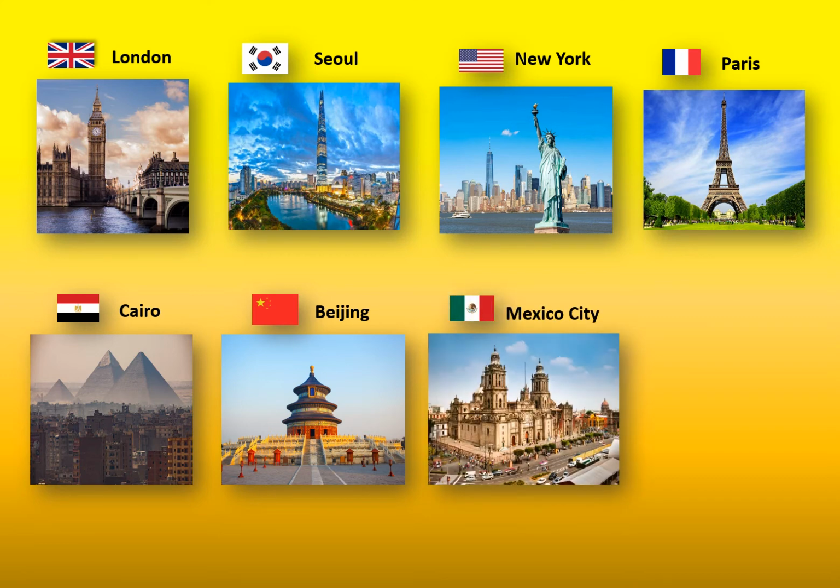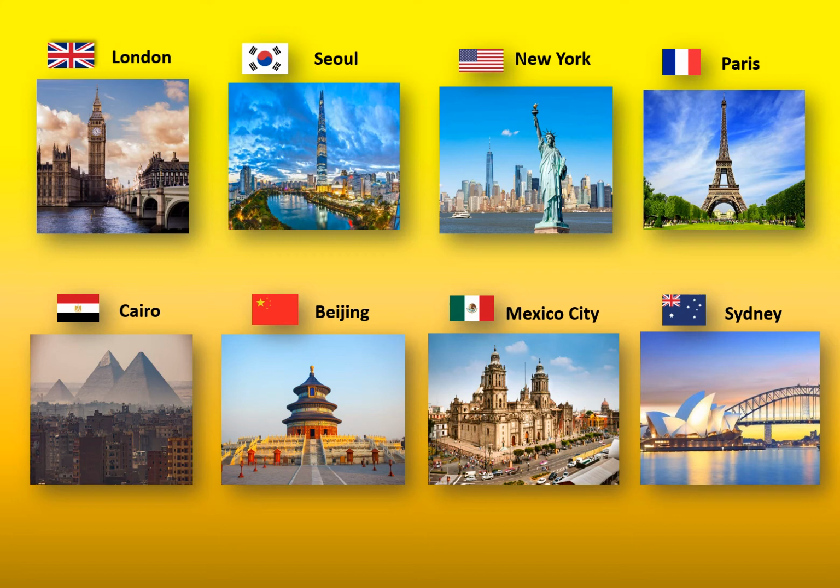Mexico City. This is the Cathedral Metropolitana. It is a church. And Sydney. Yes, the Sydney Opera House with the Sydney Bridge behind it. The Opera House is where they play music, and it has these amazing shark teeth on the top that make the music sound very loud inside. This is the Sydney Opera House. Okay, let's move on.